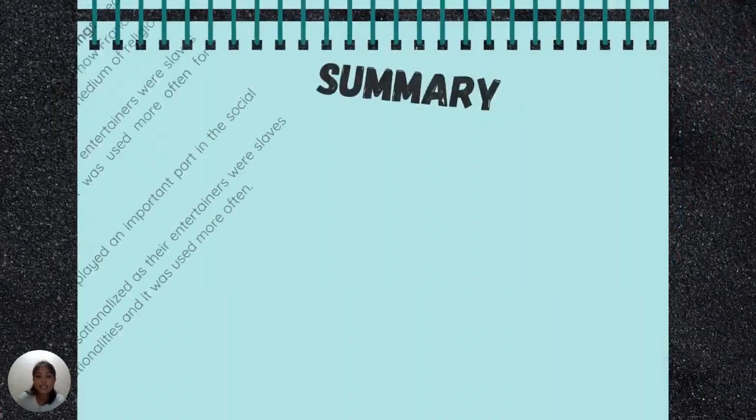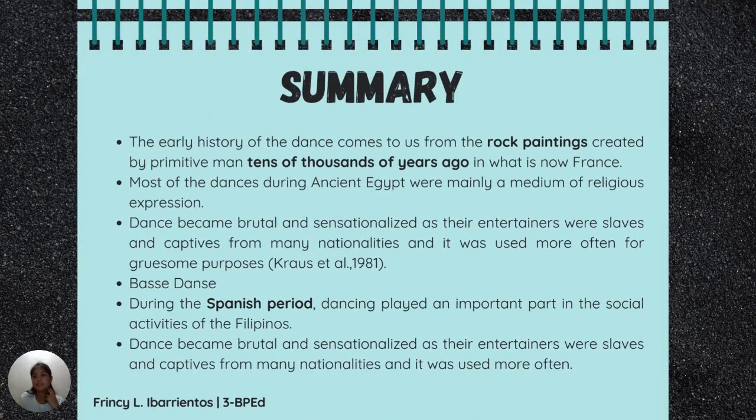So let us now summarize what we discussed. The early history of dance comes to us from rock paintings created by primitive man 10,000 years ago in what is now France. Next, most of the dances during ancient Egypt were mainly a medium of religious expression. So that is the purpose of dance in ancient Egypt.